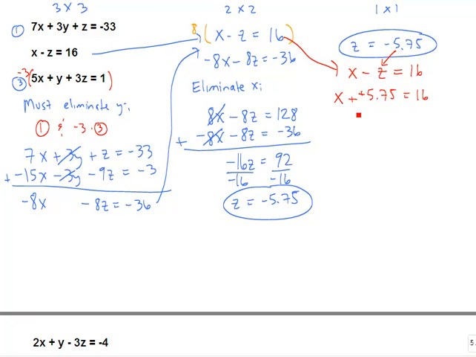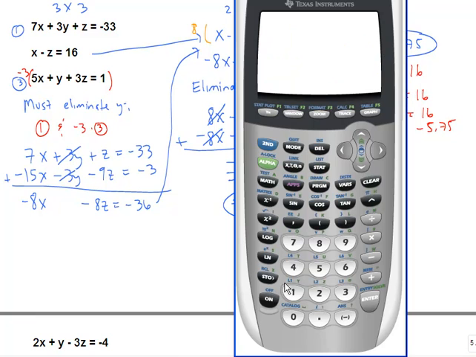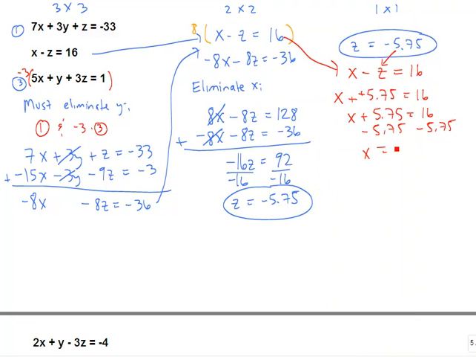Double negative becomes plus. And now to solve for x, we're going to want to subtract 5.75 from 16. So if we take 16 minus 5.75, we get 10.25. So x is 10.25.